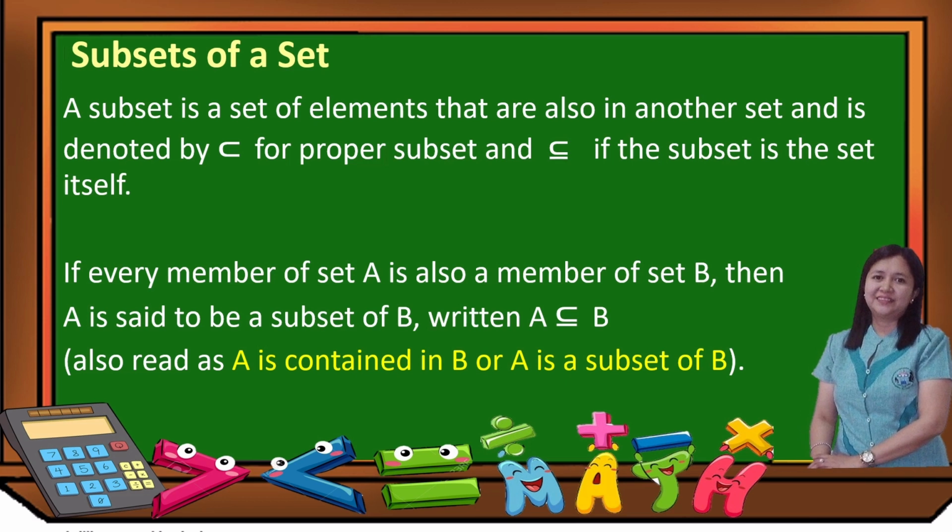Subsets of a set. A subset is a set of elements that are also in another set and is denoted by this symbol, similar to the letter C, for proper subset. And C with an underline below if the subset is the set itself. If every member of set A is also a member of set B, then set A is said to be a subset of B, written as A is a subset of B, meaning A is contained in B. Did you get that?